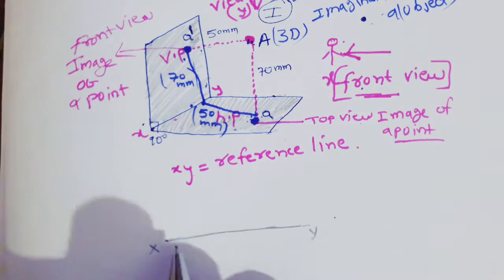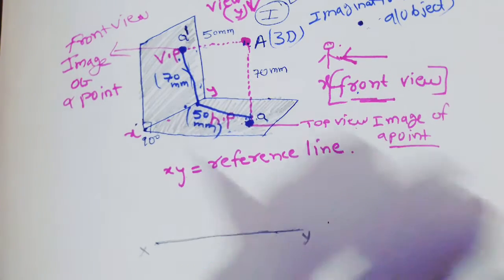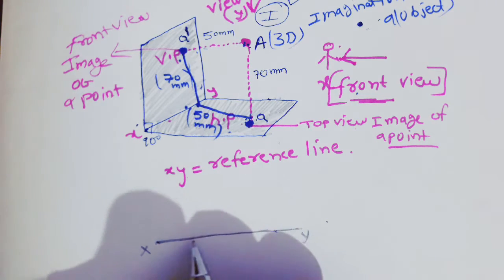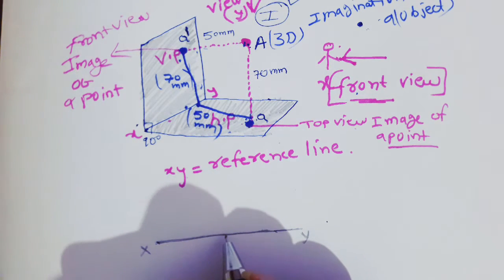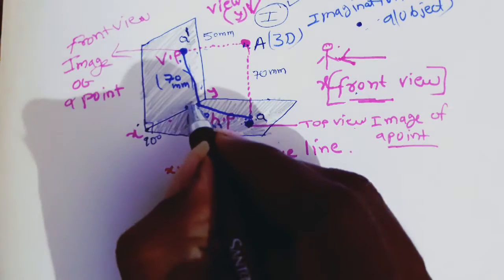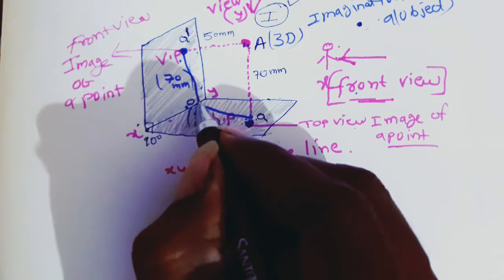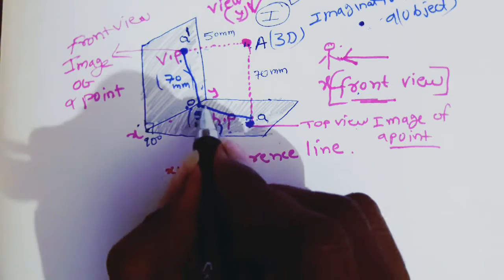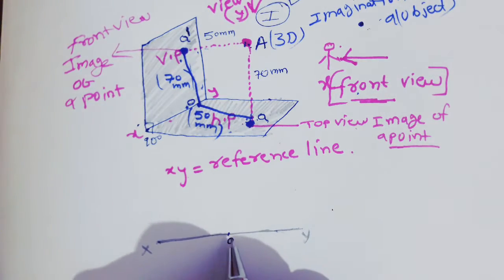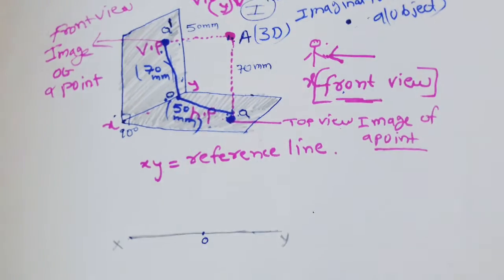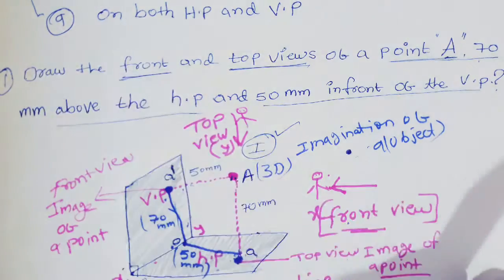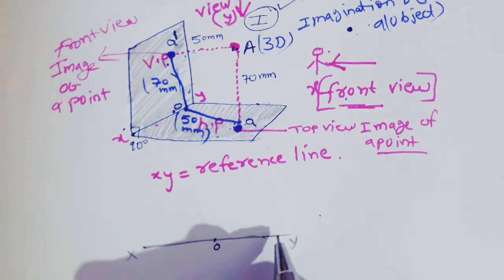After drawing one horizontal line XY, next you have to draw a perpendicular line, starting from anywhere on this horizontal line. I am marking this point as O, where the vertical line and the horizontal line meet on XY. Next, 70 mm above HP is given. Above the HP, nothing but this XY reference line.